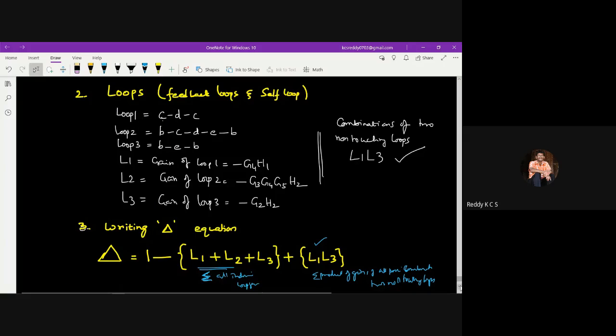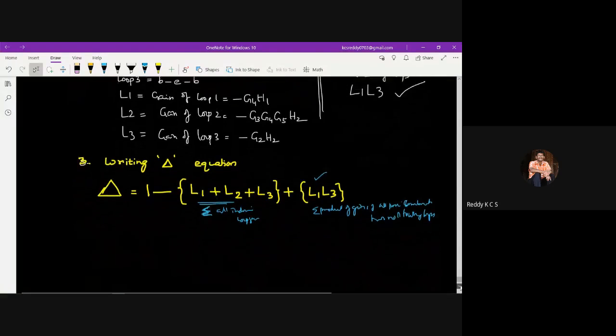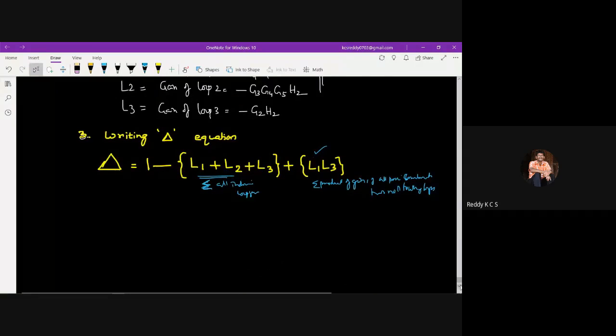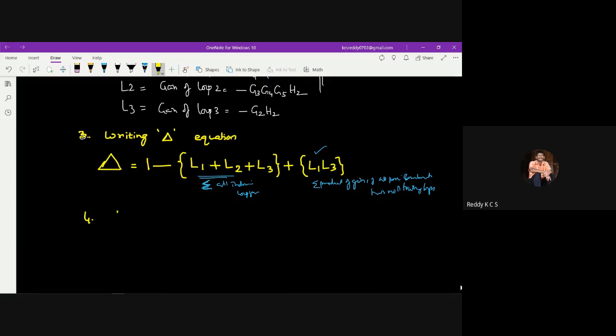Now, very importantly, once you write the del equation, the fourth step is determining the del k values. How many del k values are there? Because there are two forward paths, k is equal to 2 here. So I'll get del 1 and del 2.